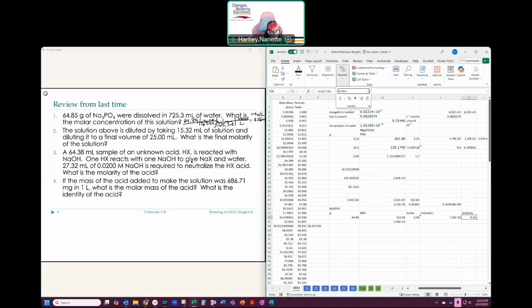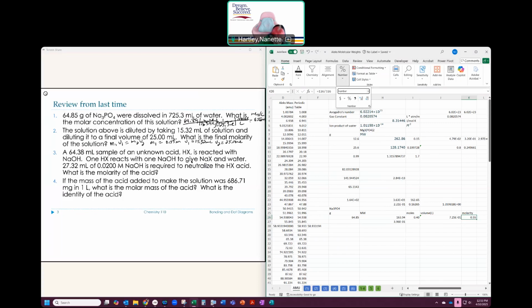Now this is a dilution of solutions. Dilution of solutions is done by M1V1 equals M2V2. That's how we handle our dilutions of solutions. I'm looking for the final molarity, so I want M2, which is the secondary molarity. My M1 is that number that I just solved for, that 0.55 molar. My V1 is the volume of that solution that I'm going to use, which is that 15.32 milliliters. And the V2 is going to be that final volume, which is 25 milliliters.